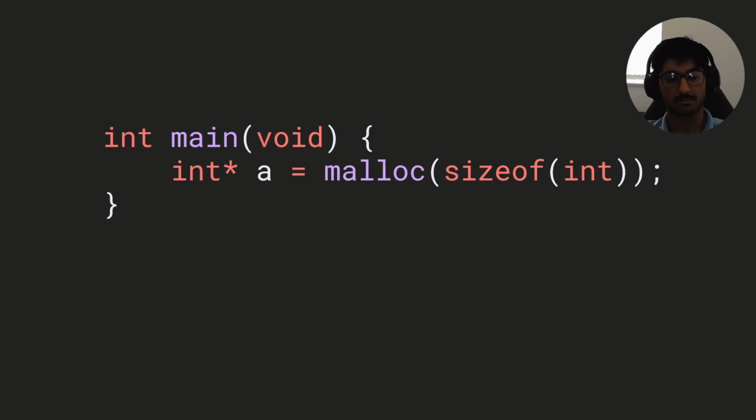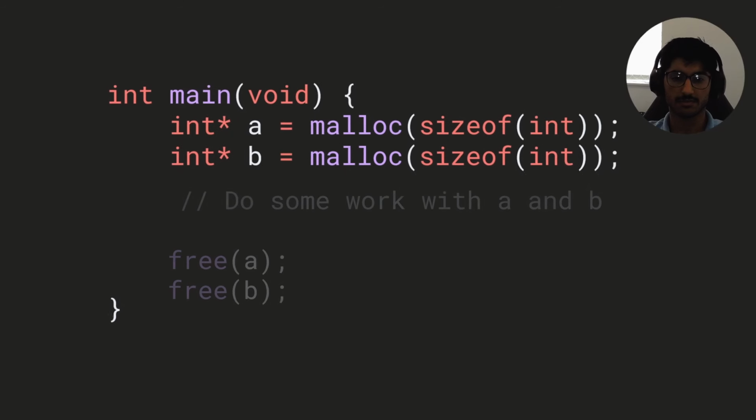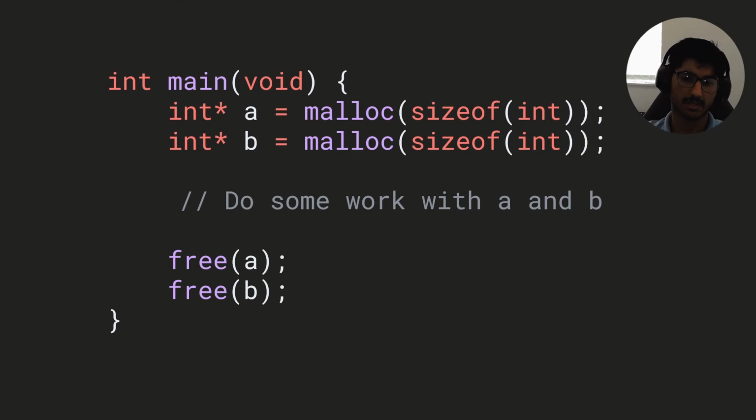So here I've got a simple program. I just allocate an integer a on the heap using malloc, right? Let's say I allocate another integer b, and then I do some work with a and b. And then after that, what should we do to avoid having a memory leak, right? We should free a and b. So pretty simple. I allocate data on the heap, then I free it once I'm done with it.